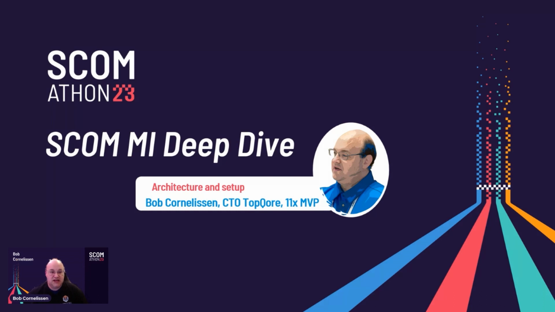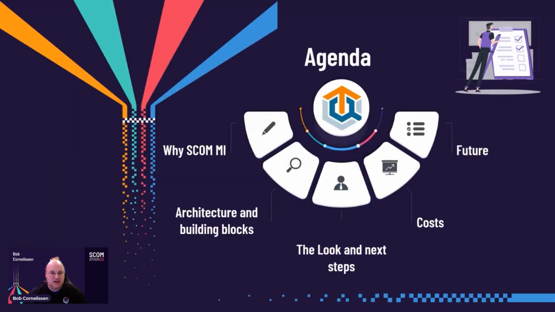Again, I am Bob Cornelissen, or sometimes referred to as SCOM Bob, which kind of tells you what I do a lot of the time. I'm the CTO of Topcore and 11 times Microsoft MVP, and waiting to hear if I get renewed in a few months' time. All right, so let's go with the agenda.